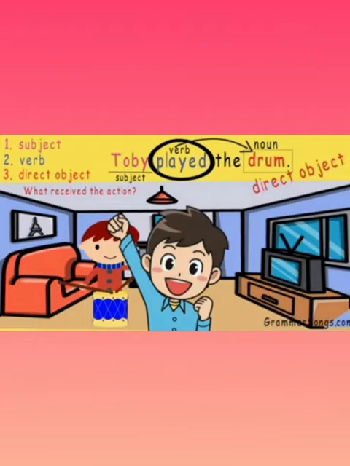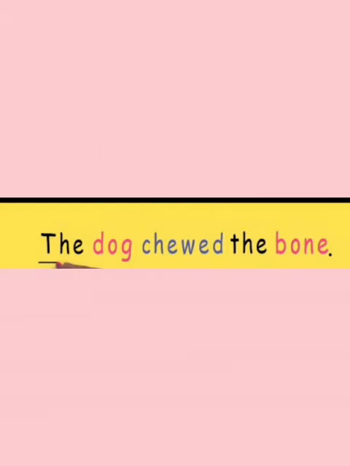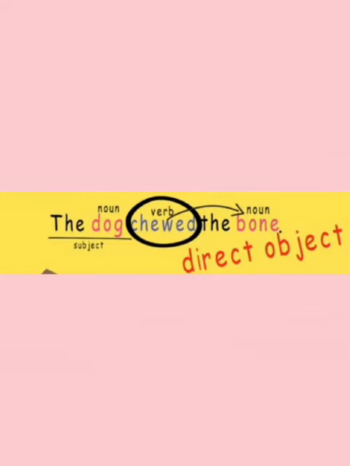Let's see another example. The dog chewed the bone. Now here, who is doing the action? The dog. So, the dog is the subject. And what is the action done by the dog? Chewed. Chewed is the verb. And chewed what? Chewed the bone. So, the bone is the direct object who's receiving the action.